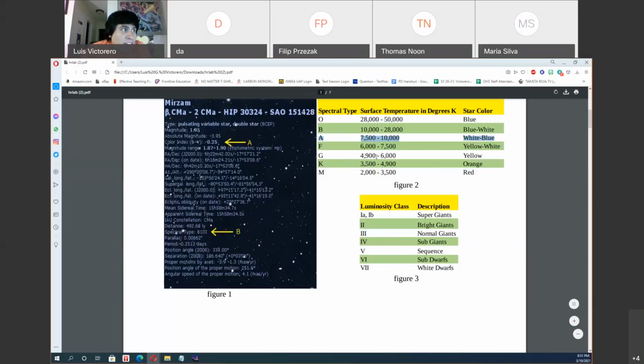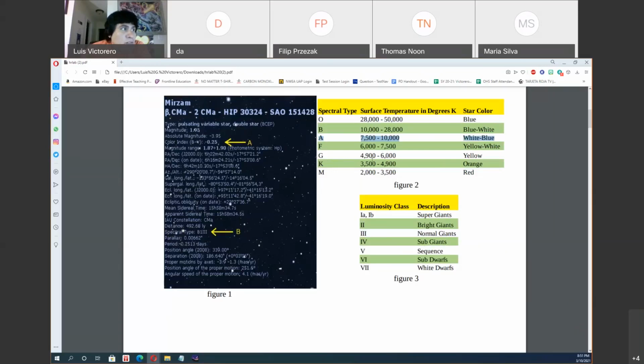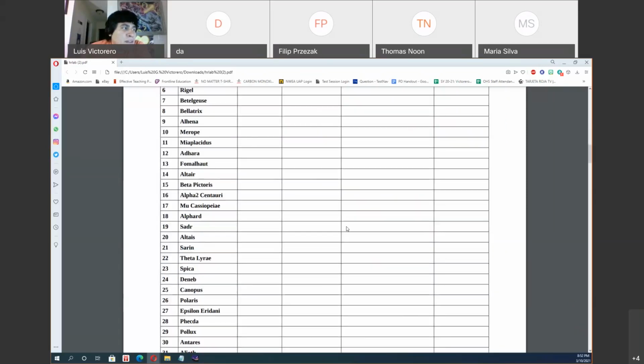But wait, right? It goes from 0 to 9. Yes. So zero would be the highest limit. 0 would be like 6,000. Yeah, and 9 would be the lowest. 9 would be 4,900.